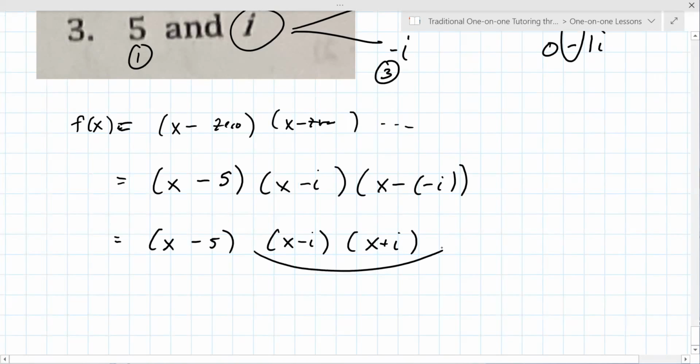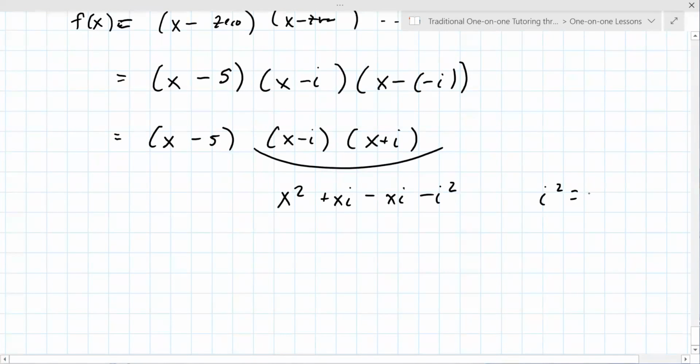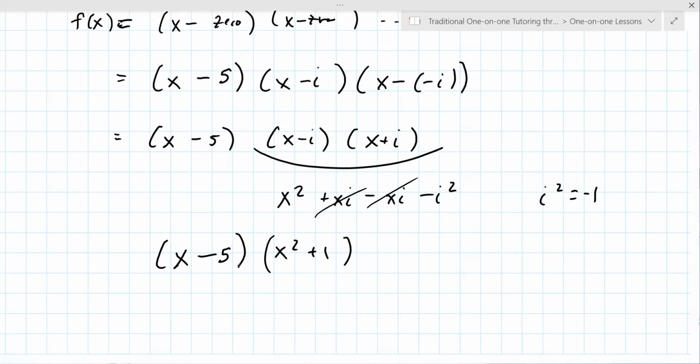So again, you want to do this first, and this is just straightforward FOIL. x squared plus xi minus xi minus i squared. i squared is -1. The outer and the inner always cancel. So this becomes x squared plus 1. And then you have this x minus 5 here on the left. So now I have to FOIL again.